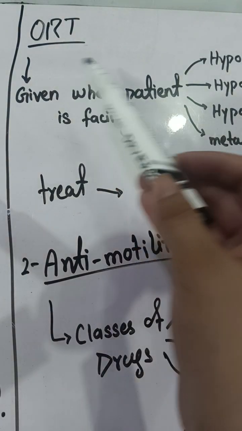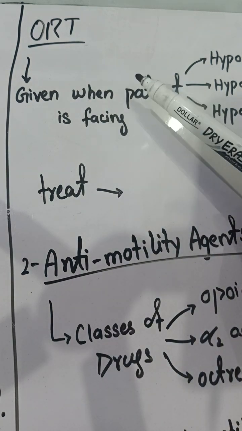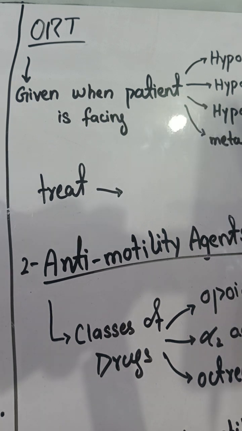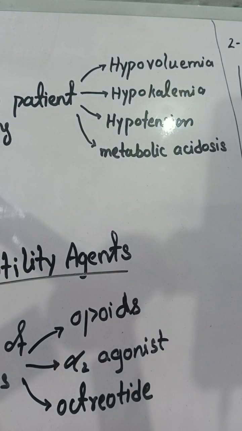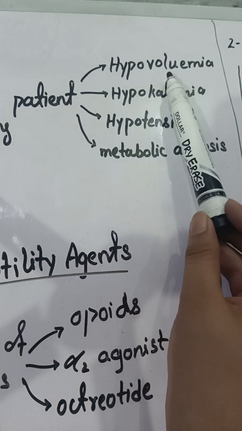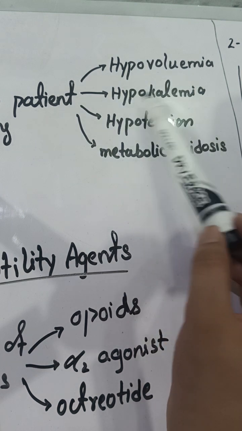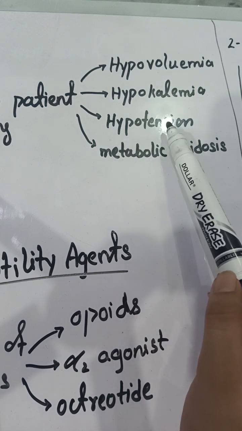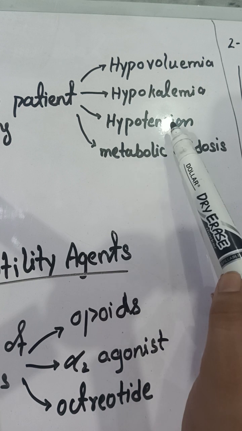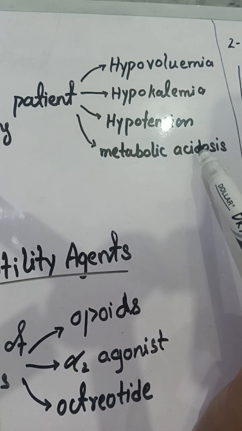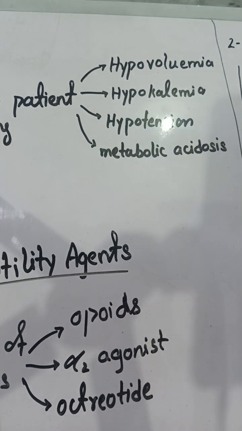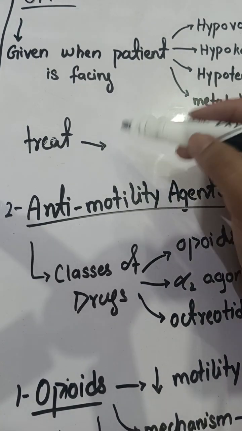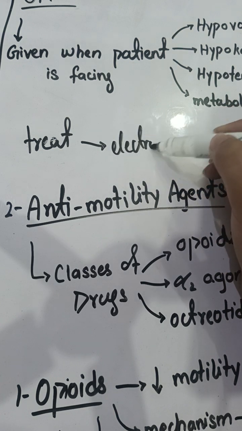The first is ORT, which is oral rehydrating therapy. It is given to the patient when the patient is facing these conditions: hypovolemia, meaning decrease in volume; hypokalemia, decrease in potassium; hyponatremia, meaning decrease in sodium and therefore decrease in blood pressure; and lastly metabolic acidosis. So how do you treat all of them? You will treat them by giving electrolytes to the patient.